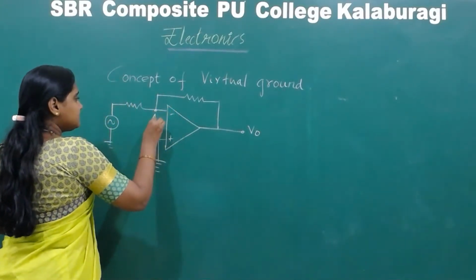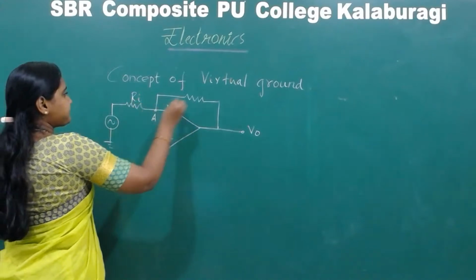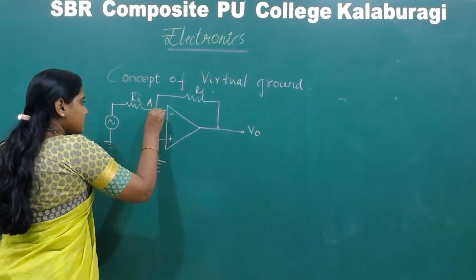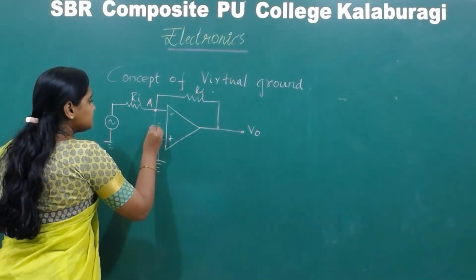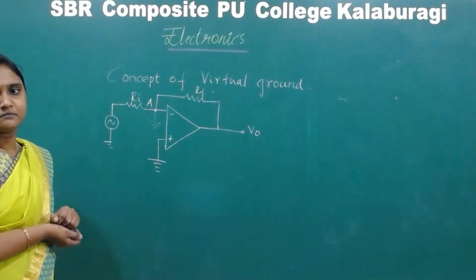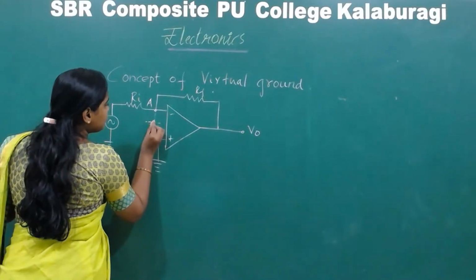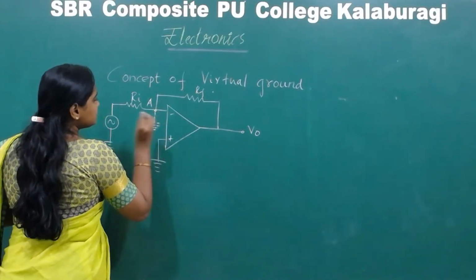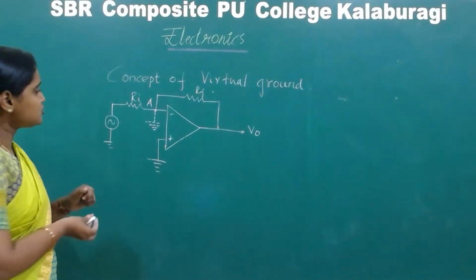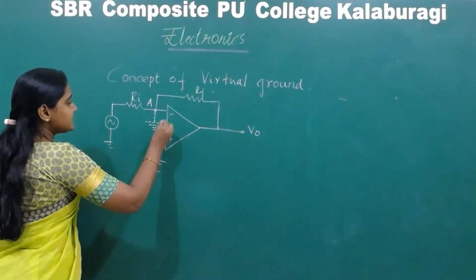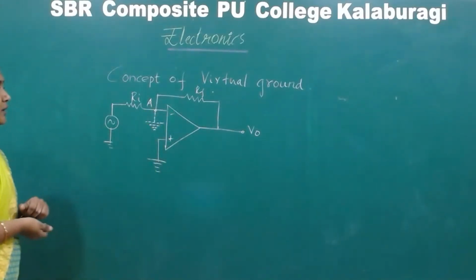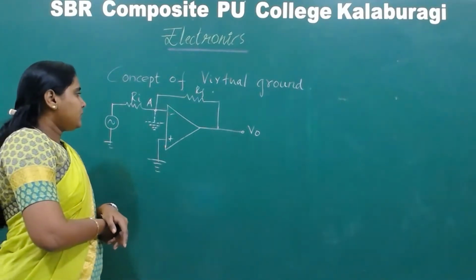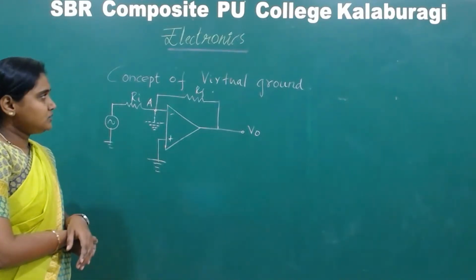Non-inverting terminal is at ground. And we claim that the potential at the point A is 0. That means the concept of virtual ground. Virtual means it is actually not physically existing there. It is not physically connected to the ground, but the potential at that point is definitely almost 0. Okay, so the concept of virtual ground.